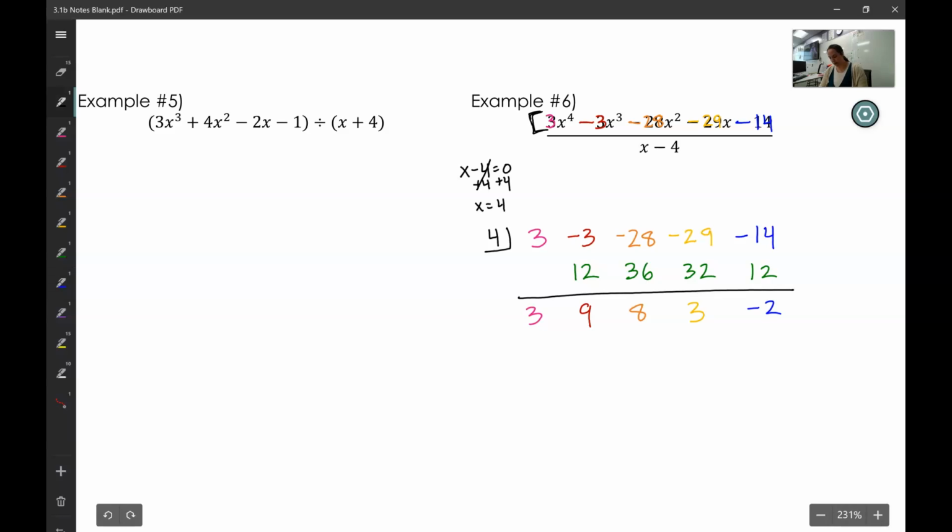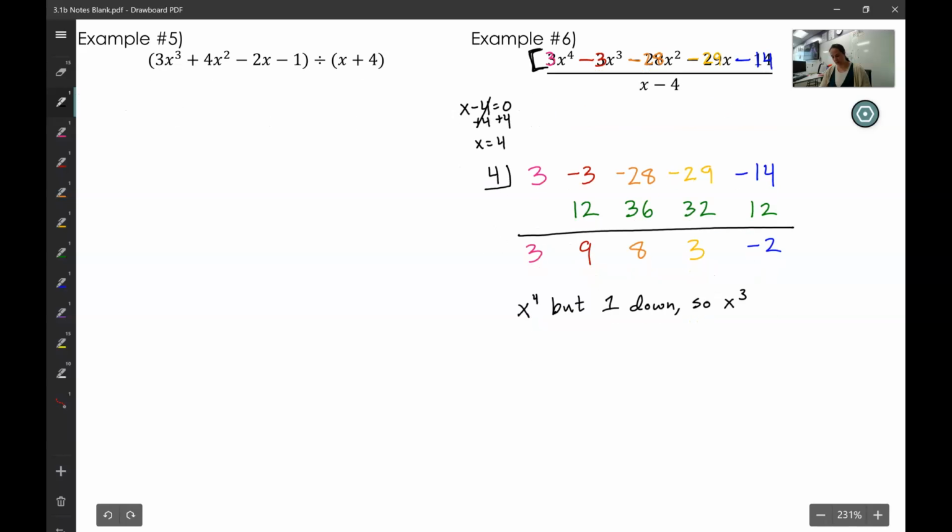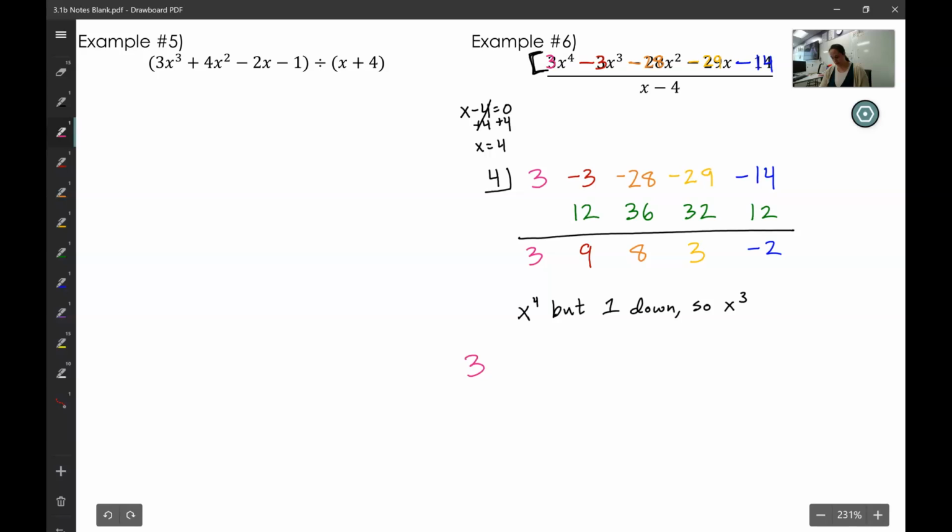Look at the top. The biggest exponent is x to the 4th, but we want 1 down. So we want x cubed. So I'm going to list out my coefficients, 3, 9, 8, 3, negative 2. I'm going to start with my x cubed and go down from there. So x cubed, then x squared, x to the 1st, no x's, and my remainder.